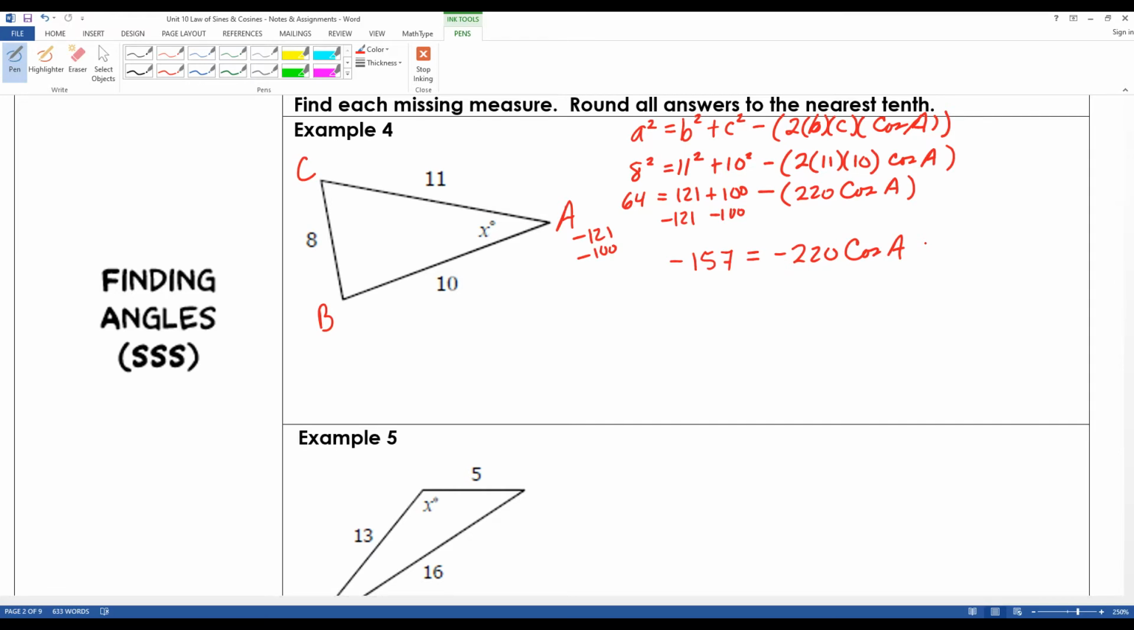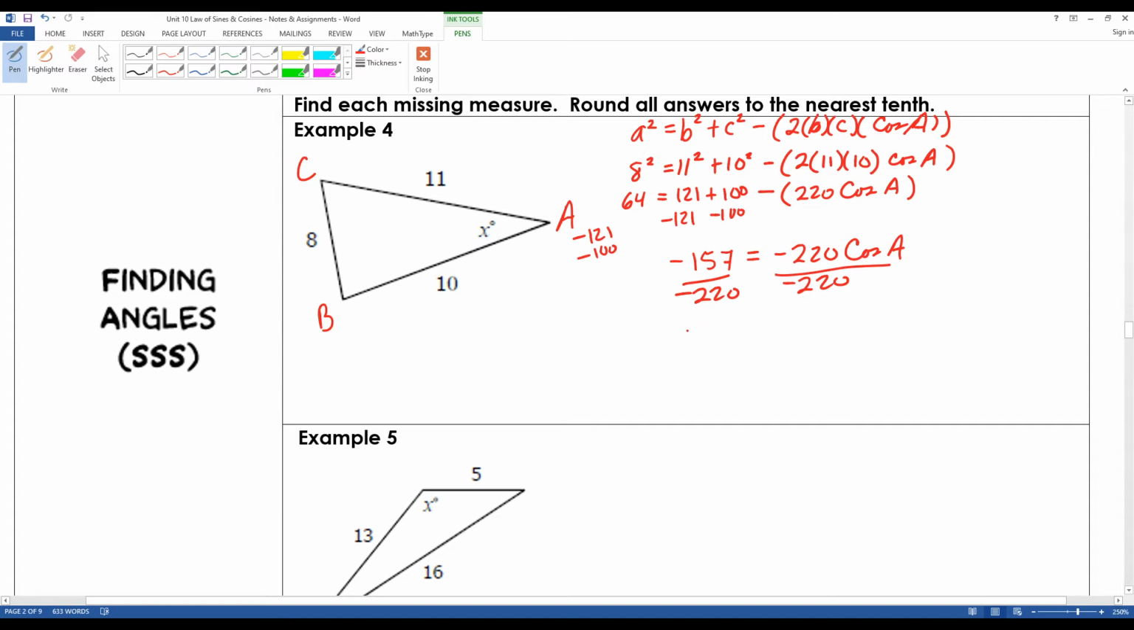All right, so now if I take that and divide by negative 220, negative 157 divided by negative 220 will be positive 0.71. I guess we can just leave the fraction for now.